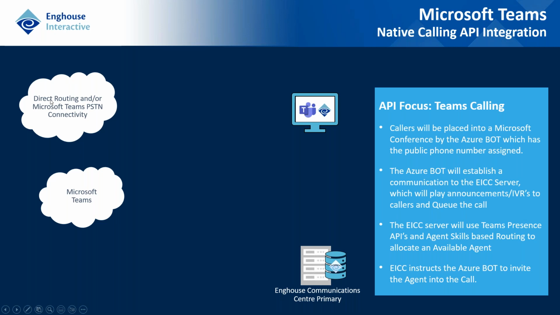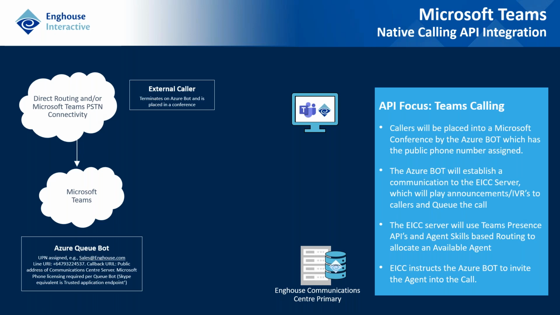So if we want to do a direct routing for other reasons, you're entitled to do that. You can do it at the carrier level. If you want to use Microsoft PSTN, for example, you can use that as well. Because when the call comes into the Teams cloud, we don't mind how it gets there. We're not dependent on that connectivity.